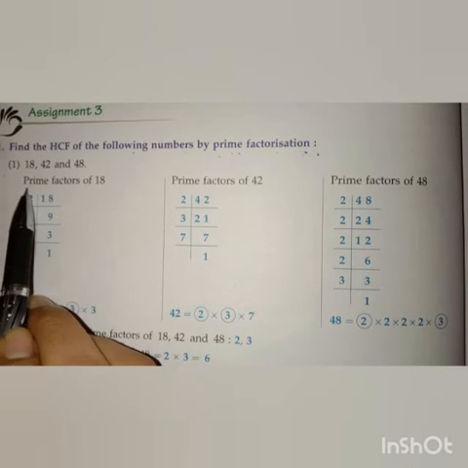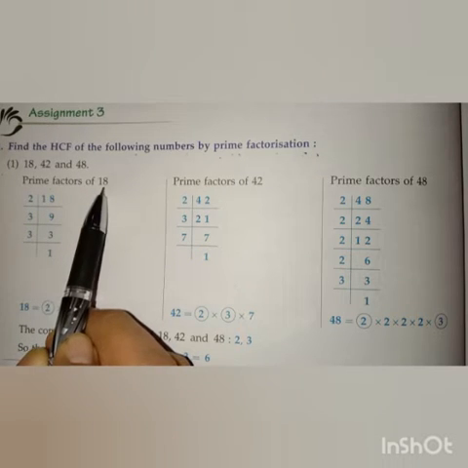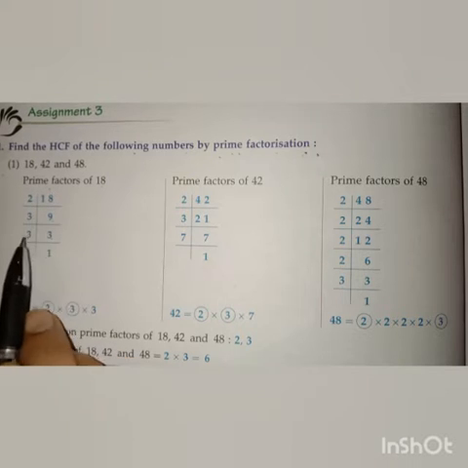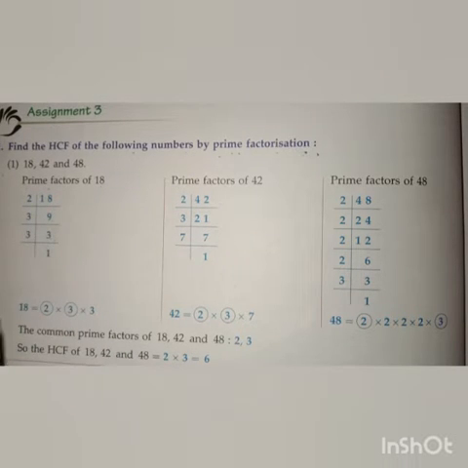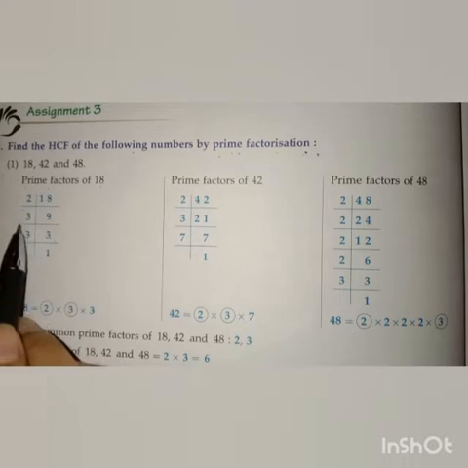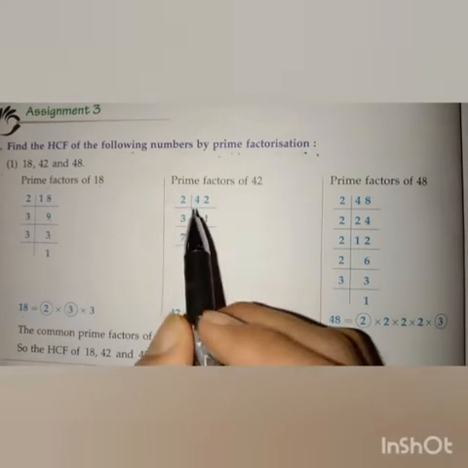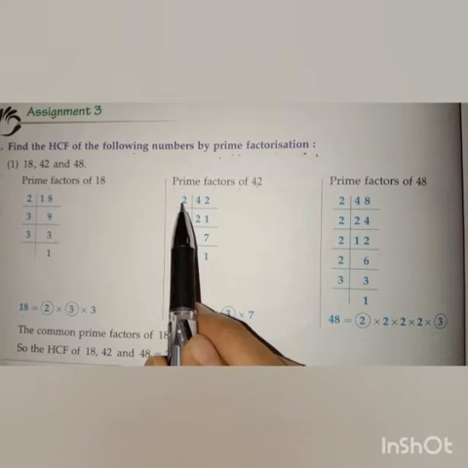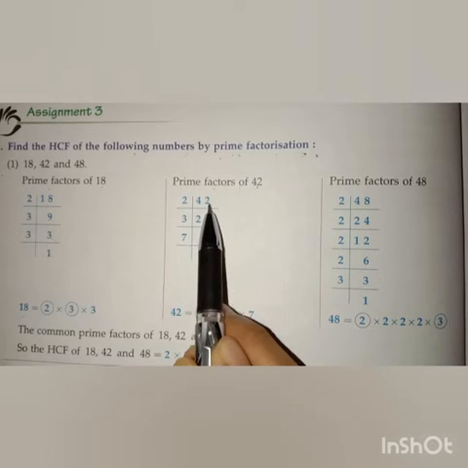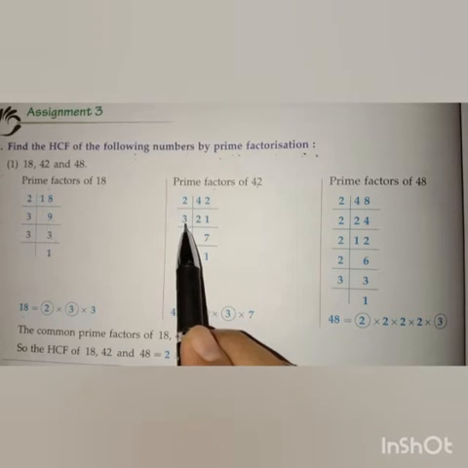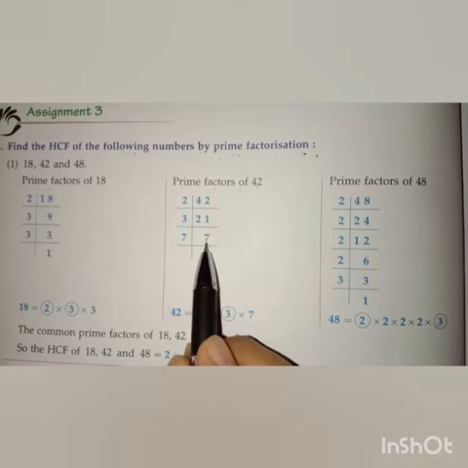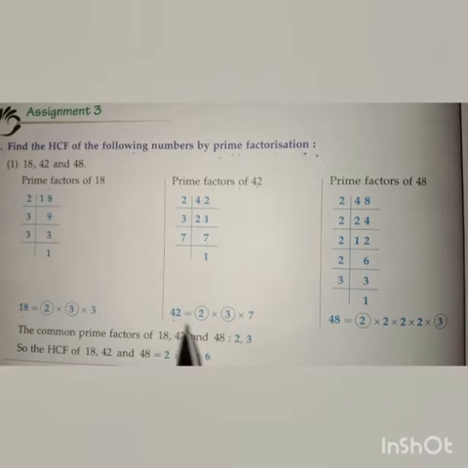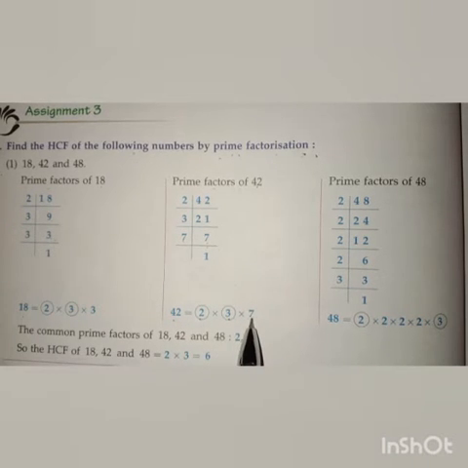So 18. First we have to find out the prime factors of 18. 2 nines are 18, now 3 threes are 9, 3 ones are 3, right? So prime factors of 18 are 2 into 3 into 3. Okay, next, prime factors of 42. 2 twenty-ones are 42, now 21 is divisible by 3, so 3 sevens are 21. Now 7 is divisible by 7, so 7 ones are 7. So the factors of 42 are 2 into 3 into 7.